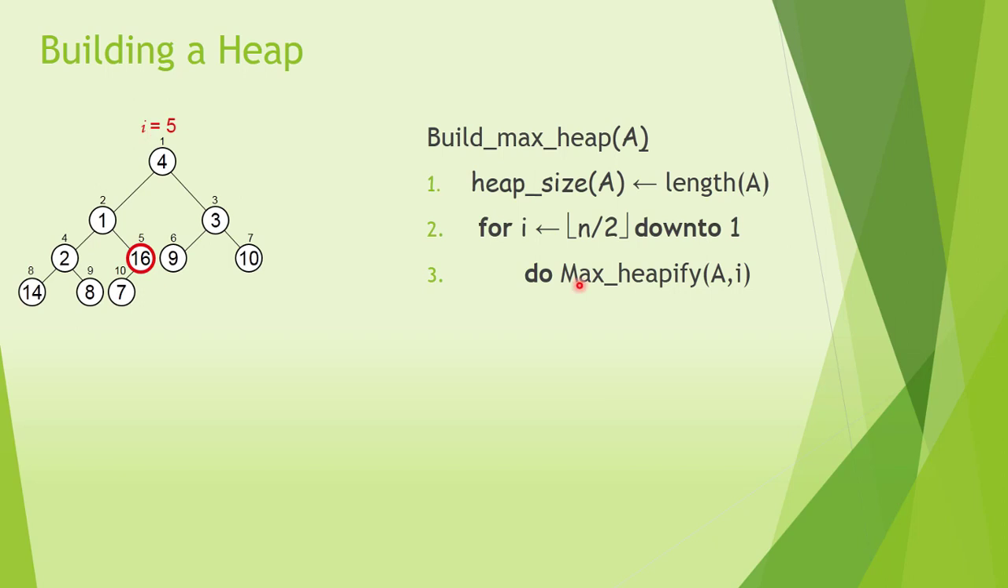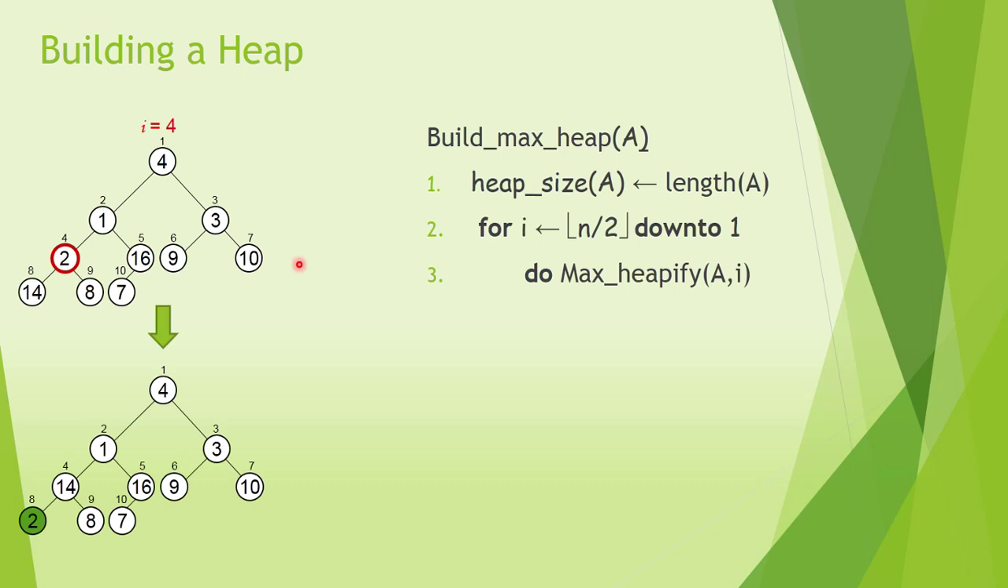Next I am applying max-heapify on A comma i. That means I am applying max-heapify to this subtree. The subtree has only one left child. Since it has only one node, it is trivially a max heap. Here we compare 16 and 7. Anyway 16 is larger, so no swap will happen. Next the i value becomes 4.